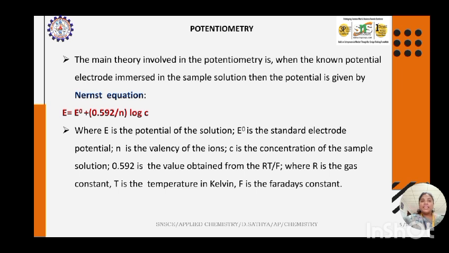So the main theory involved in potentiometry is that when a known potential electrode is immersed into the sample solution, the potential is given by the Nernst equation. In the Nernst equation, E is the potential of the solution, E naught is the standard electrode potential, n is the valency of the ions, and C is the concentration of the sample solution.